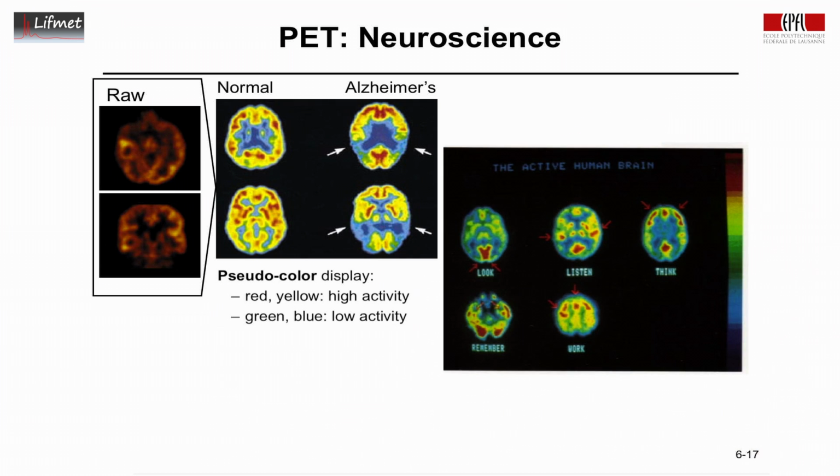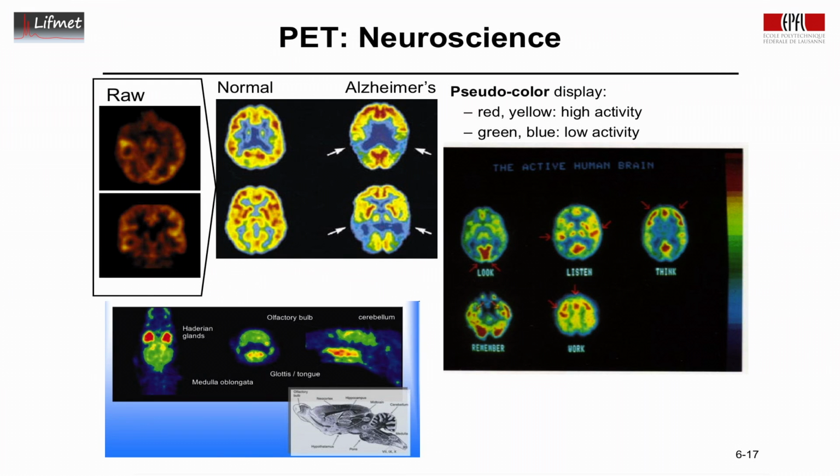Until the early 90s, positron emission tomography was pretty much not the only, but the major technique by which one was able to look at how the brain responds to certain mental tasks. So what is done here is measuring the uptake of glucose when you look, listen, think, remember, or use your working memory, and you can clearly see the uptake of glucose is different in different brain regions depending on the task. Since the early 90s, this has been replaced by functional MRI, which we will discuss as part of the MRI techniques in the second part of this course.